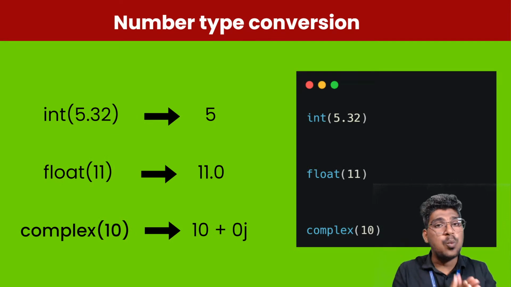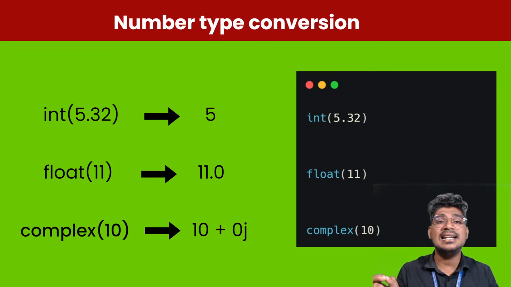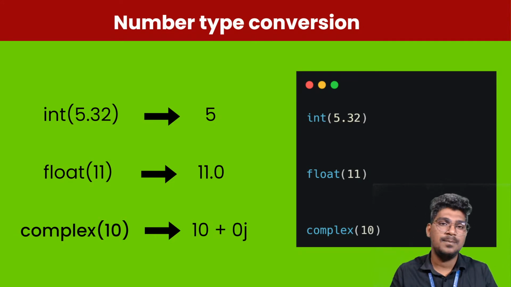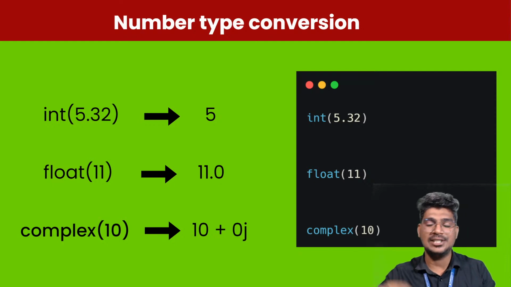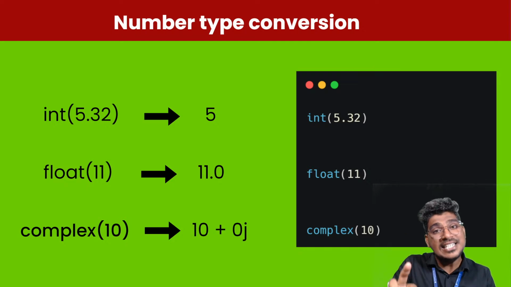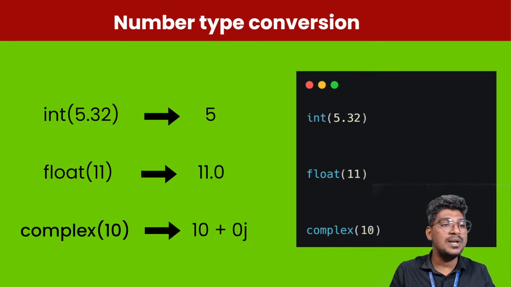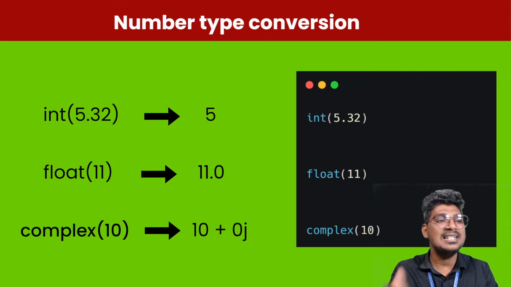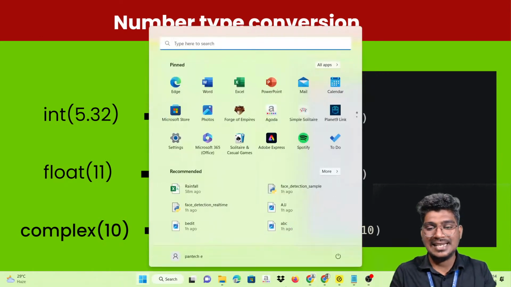Then how can we convert one data type into another data type? This is considered number type conversion. Number type conversion will help to convert one number into another number, one data type into another data type. For example, if you have a float number and you want to convert float into integer, the int keyword will help to convert float into integer. The float keyword will help to convert integer into float, and complex will help to convert a normal or integer number into a complex number. How can we do that? That is actually the question, right? So I will show the example for that.